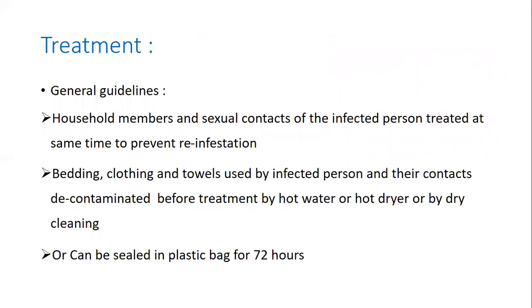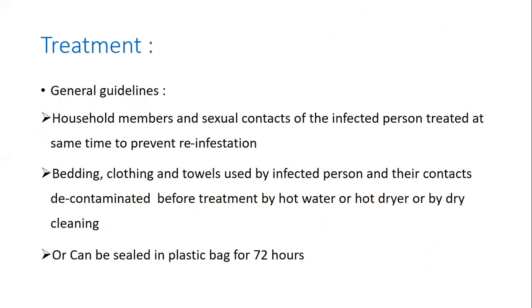Next is the treatment general guidelines. What we have to follow. All the household members of the infested person and the sexual contacts of the infested person should be treated at the same time to prevent reinfestation. So bedding, clothing and towels used by the infected person and their contacts should be decontaminated before the treatment by hot water or hot dryer or by dry cleaning. If dry cleaning is not possible, then those bedding and clothing can be sealed in a plastic bag for 72 hours.